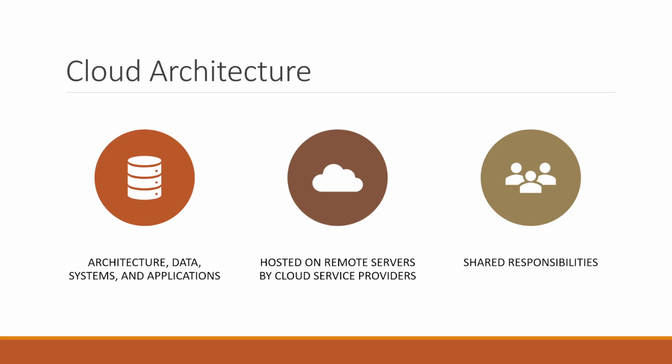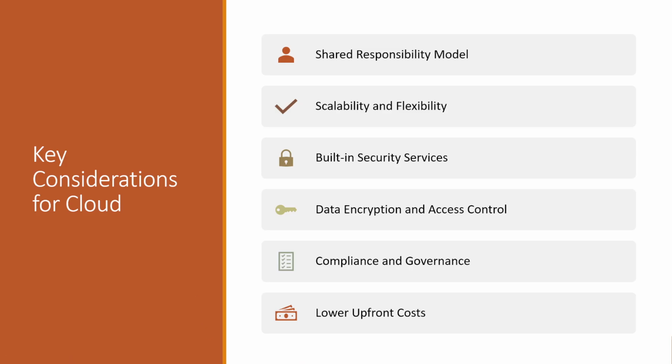So let's talk about cloud infrastructure a little bit. In cloud architecture, data, systems, and applications are normally hosted in remote locations in a third-party system like a CSP, which is a cloud service provider. These are like AWS, Microsoft Azure, Google Cloud Platform, and they normally handle most of the infrastructure and security. But we as customers will still have a shared responsibility, such as making sure that our data, applications, and user access are secure.